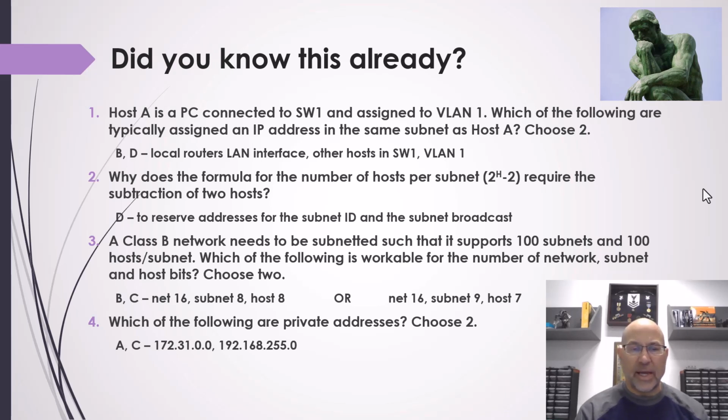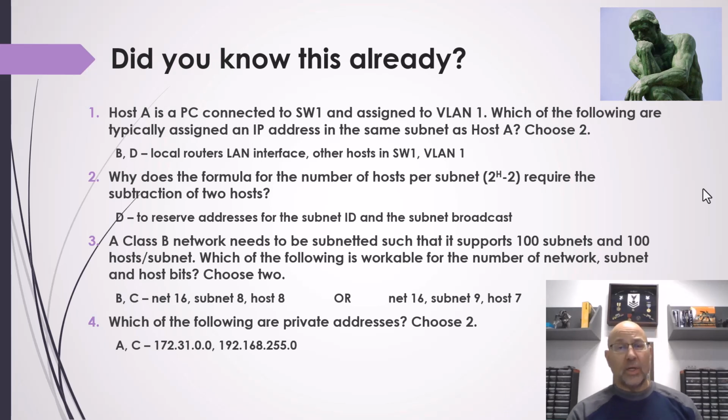Question number 3, a class B network needs to be subnetted such that it supports 100 subnets and 100 hosts per subnet. Which of the following is workable for the number of network, subnet, and host bits? Choose 2. Well, we know that if this is class B, we have 16 bits that we can fool around with, right? 16 bits in the host portion. And we know that if we had to create 100 subnets and we needed 100 hosts, each one of those would require a minimum of 7.